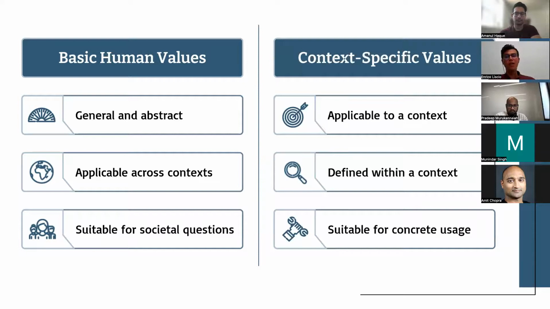That's why, on the other hand, we introduced the concept of context-specific values. Values that are intended to be applicable and defined within a specific context, so in vaccination or in climate change. And they're intended for concrete usage. So, for example, to explain the value preferences of people in vaccination, in climate change, and not to understand people as a whole as humans.